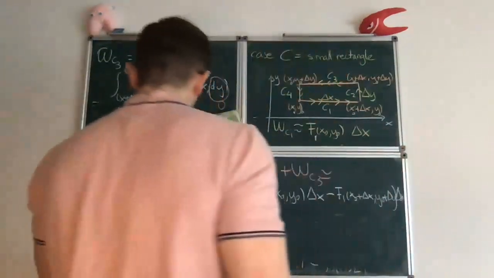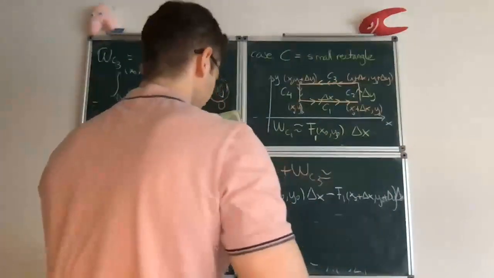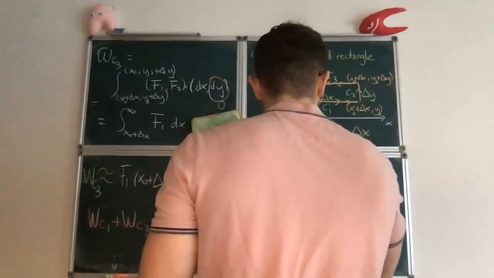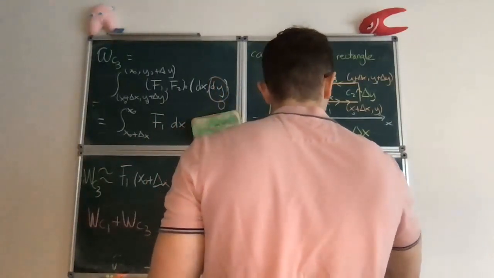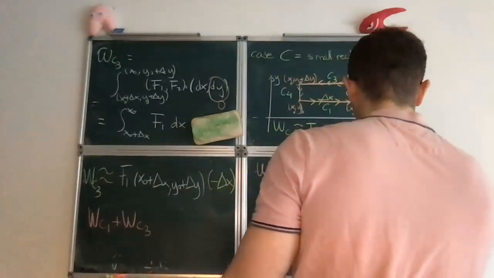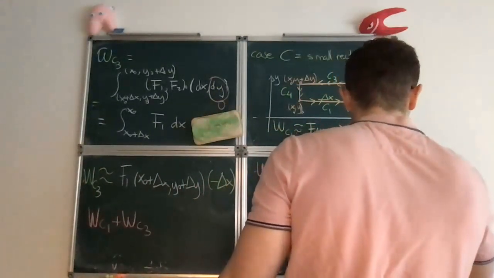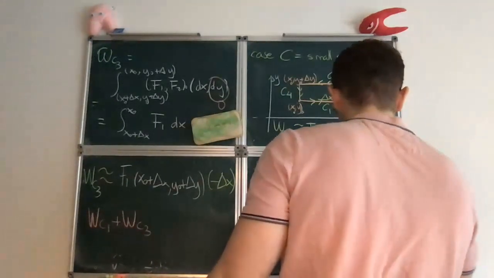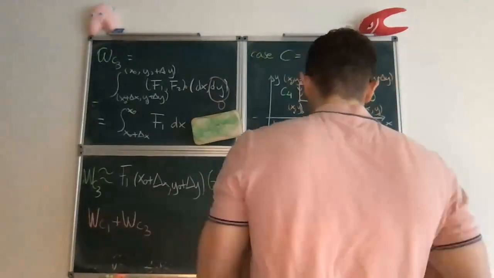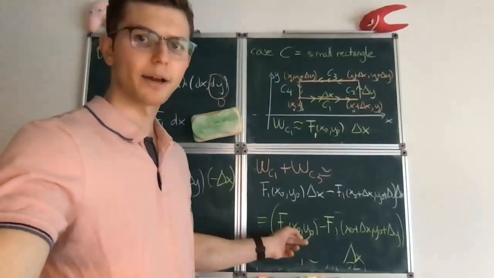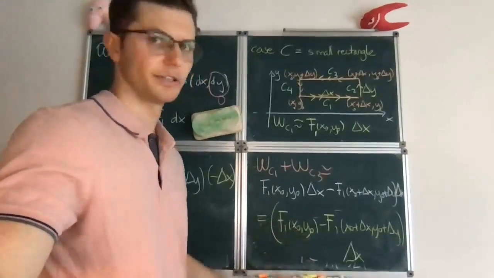And so really you can factorize delta x here, and so you get F1 at x naught, y naught minus F1 at x naught plus delta x, y naught plus delta y, all of these times delta x. Okay, and now what we have to do is understand this term, and for that I'll do the Taylor expansion.